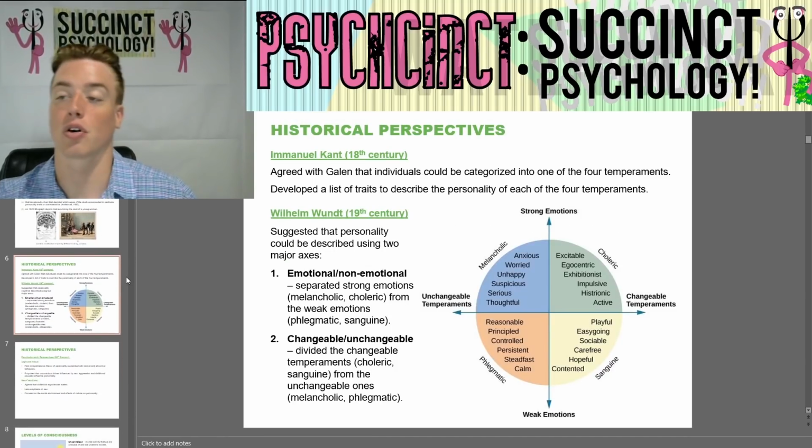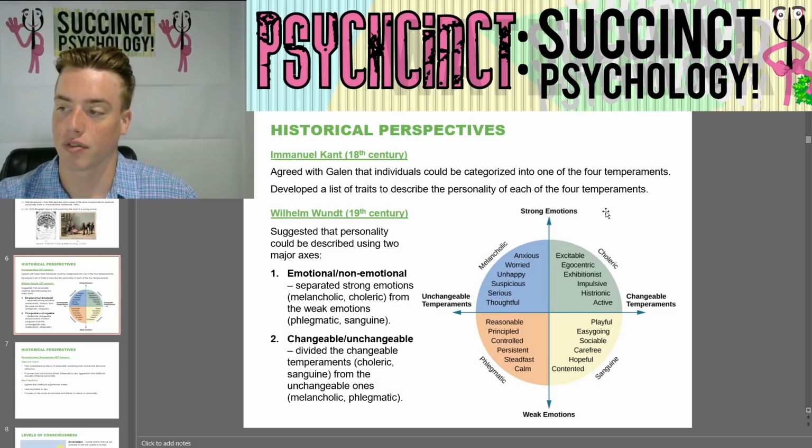Now, continuing with historical perspectives, Immanuel Kant in the 18th century agreed with Galen that individuals could be characterized into one of the four temperaments, so he developed a list of traits to describe the personality of each of the four temperaments. Now, Wilhelm Wundt in the 19th century suggested that personality could be described using two major axes, the emotional/non-emotional, which separated strong emotions, melancholic, choleric, from the weak emotions, so phlegmatic or sanguine, and then the changeable/unchangeable divided the changeable temperaments, so choleric and sanguine, from the unchangeable ones, melancholic and phlegmatic.